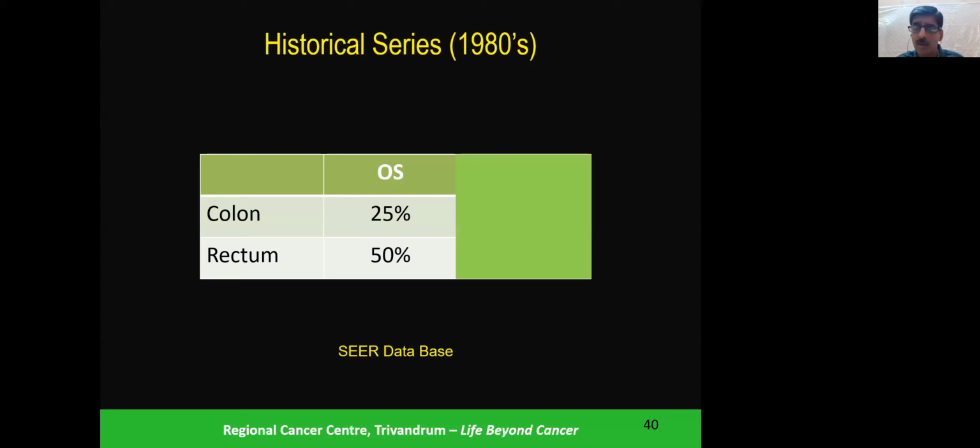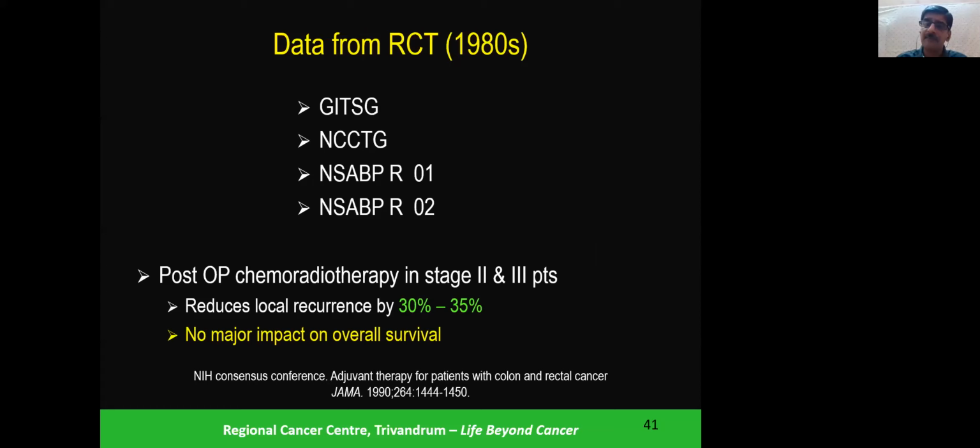And again, if you look at historical series, in colon cancer the survival is 25%, and in rectum the survival is 50%. That's what I said. Rectal cancer survival is good, but the problem is that rectal cancer recurrence is more, 30% when compared to 5% in colonic cancer. So you have to tackle this local recurrence of rectal cancers. And from the 1980s onwards, there have been four important trials: the GITSG trial, the NCCTG trial, the NSABP R-01 trial, and the R-02 trial. All used various modalities of post-operative chemoradiotherapy in stage 2 and stage 3 patients, that is locally advanced rectal cancers, and proved that you can reduce the local recurrence by 30 to 35% without major impact on overall survival. The only thing the addition of radiation does is reduce the local recurrence. So based on these four trials, post-operative radiotherapy or post-operative chemoradiotherapy became the standard of care for all locally advanced rectal cancers in the 1990s, right?